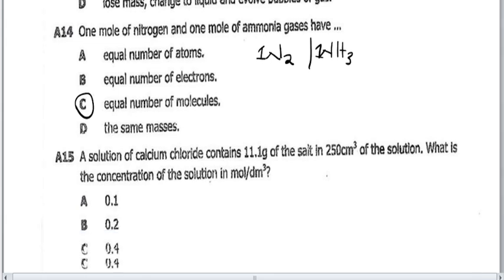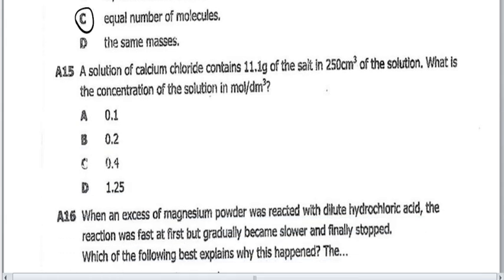Alright. Question 15. A solution of calcium chloride contains 11.1 grams of the salt in 250 cubic centimeters of the solution. What is the concentration of the solution in moles per cubic decimeters? How do we find concentration? Concentration is the same as molarity. Concentration is given by number of moles over volume. Now the volume, we've been given 250 cubic centimeters.